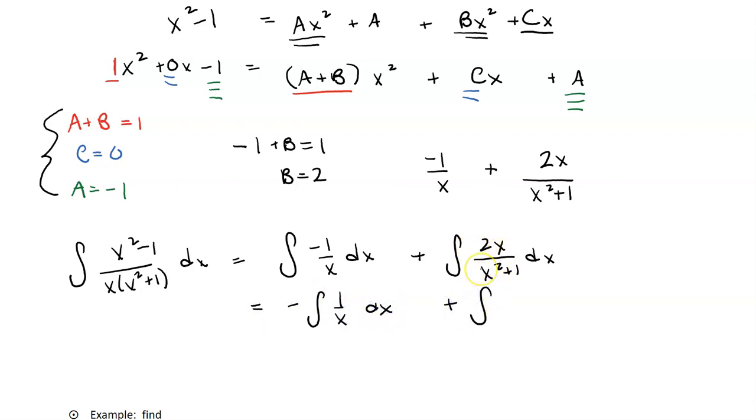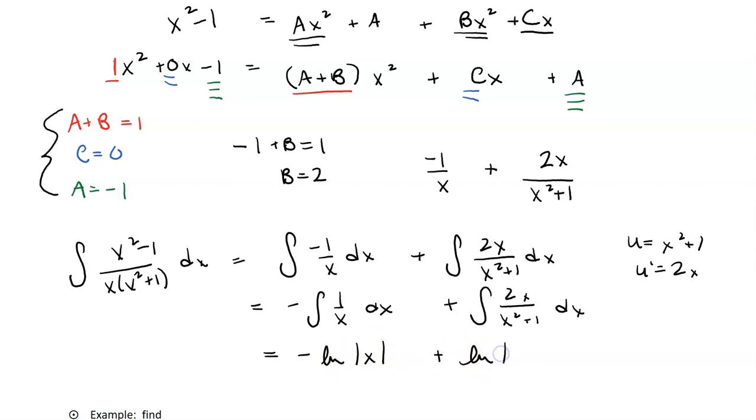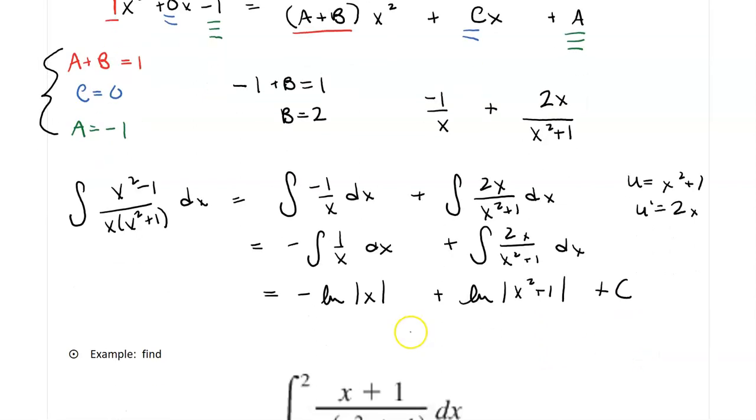I might want to bring the 2 out front, but I'm going to actually leave it there because if u equals x squared plus 1, u prime would be 2x. So we have the u prime over u that we need. So this one is negative natural log of the absolute value of x. And then this one is the natural log of the absolute value of x squared plus 1, all plus C. And you can leave it like this, or if you prefer, you can collapse the logarithm and have the natural log of the absolute value of x squared plus 1 over x plus C.